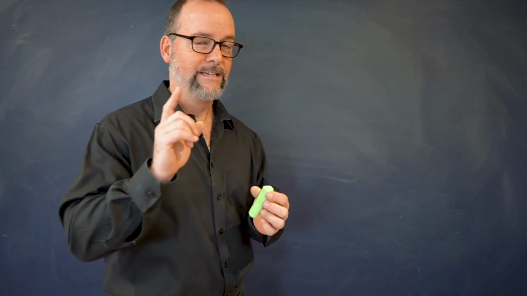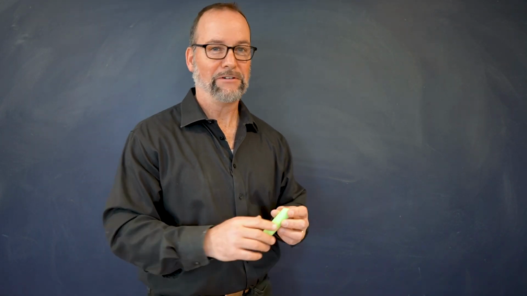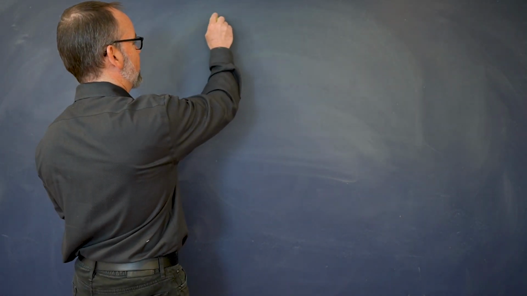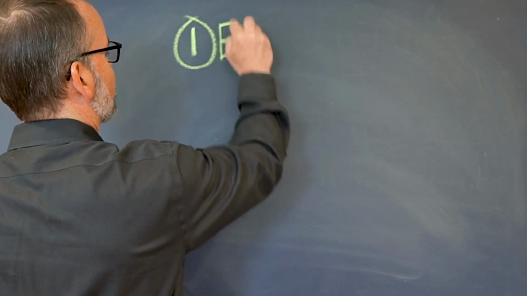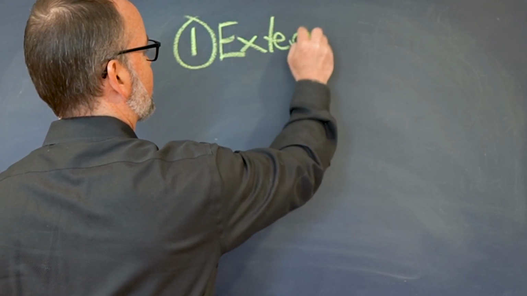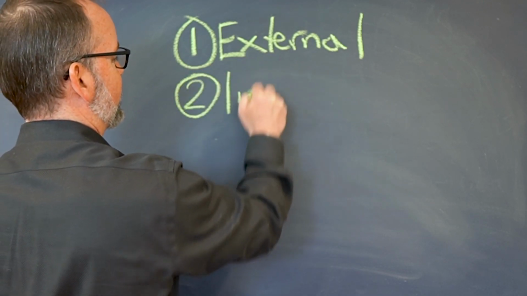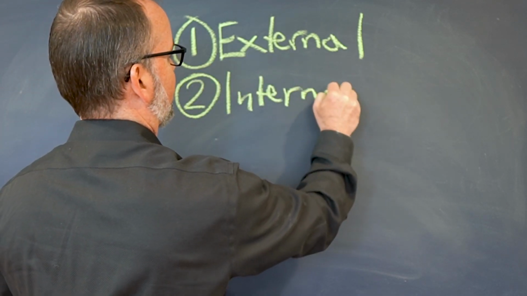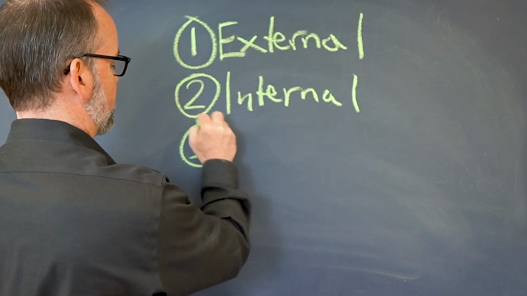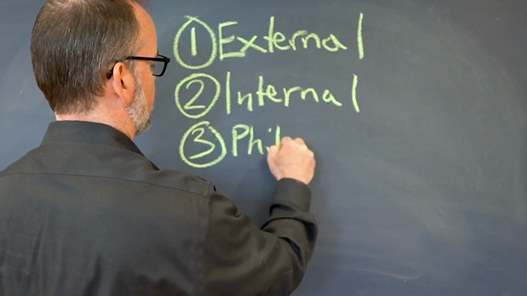So as a reminder or just a refresher, the three types of problems are: number one, external; number two, internal; and last but not least, number three, philosophical.